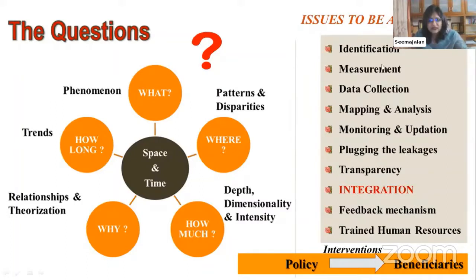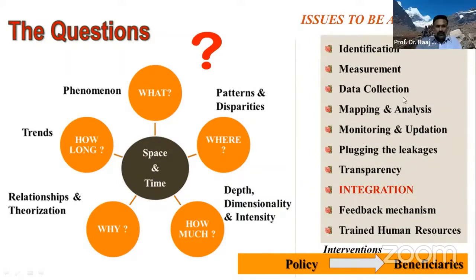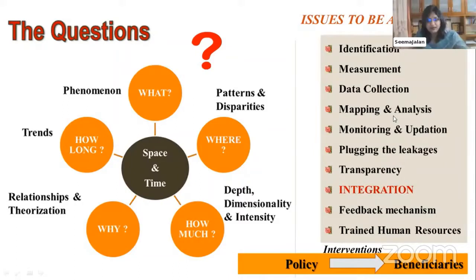So for all the policy makers, whatever interventions are designed and implemented, to ensure that they reach the beneficiaries, the issues to be addressed are identification of the problem and measurement of relevant phenomena. We need reliable data; we need to map it, analyze it, monitor it, and update it. Particularly in governance, it is extremely necessary to identify the leakages first and plug them. Transparency in delivery is very, very essential, and so is integration.